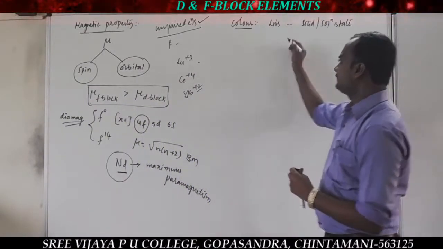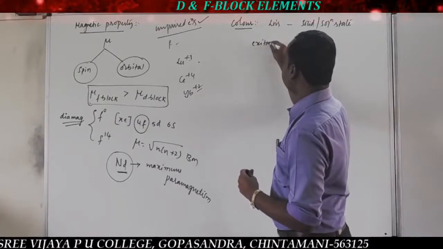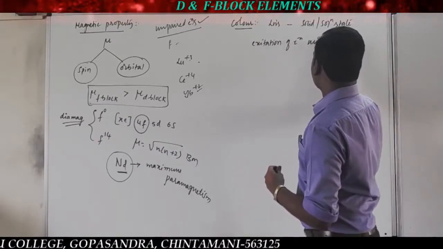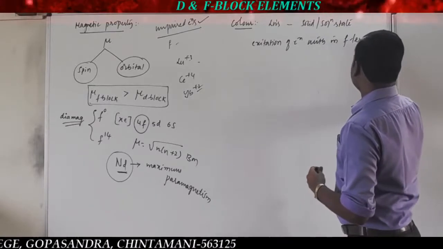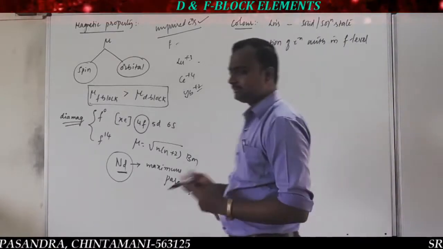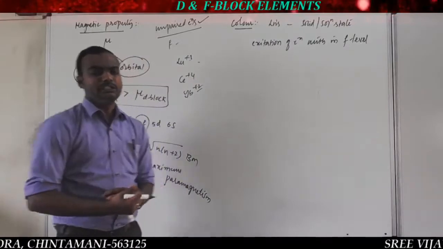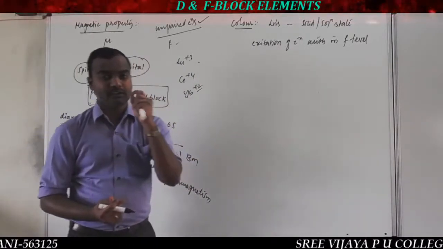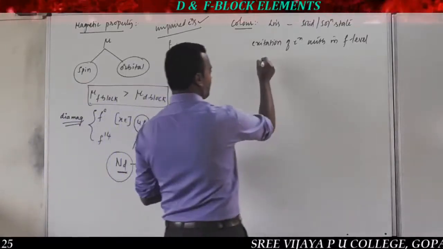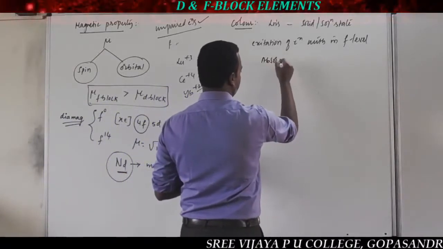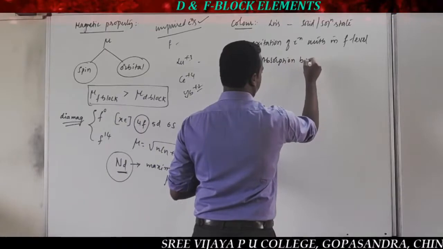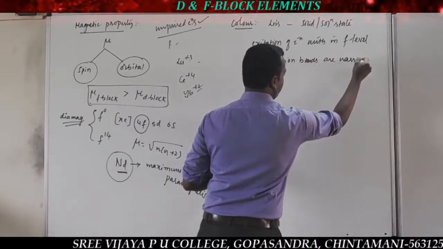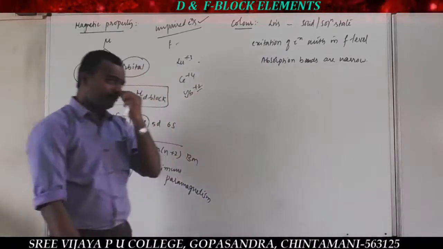So therefore the excitation of electrons takes place within the f level, nothing but f orbitals. The f levels are nothing but the f orbitals split up, so excitation of electrons happens between f levels. And in the case of the f block elements, very important, the absorption bands are narrow. Absorption bands are narrow.